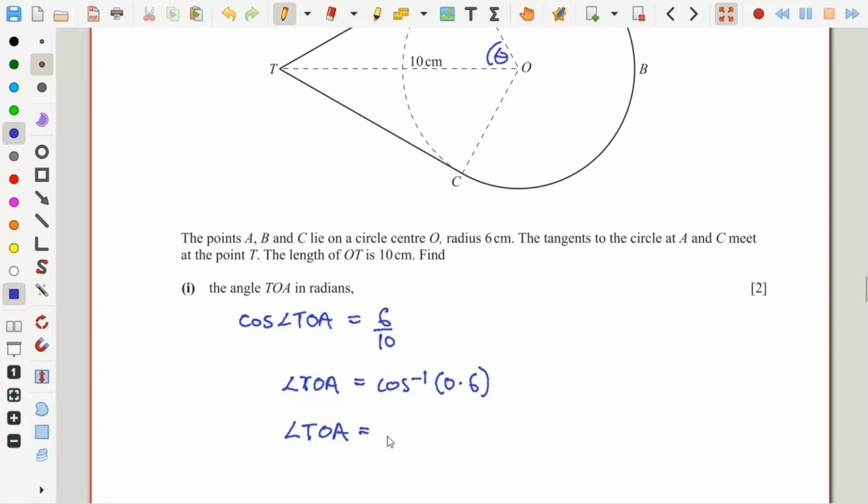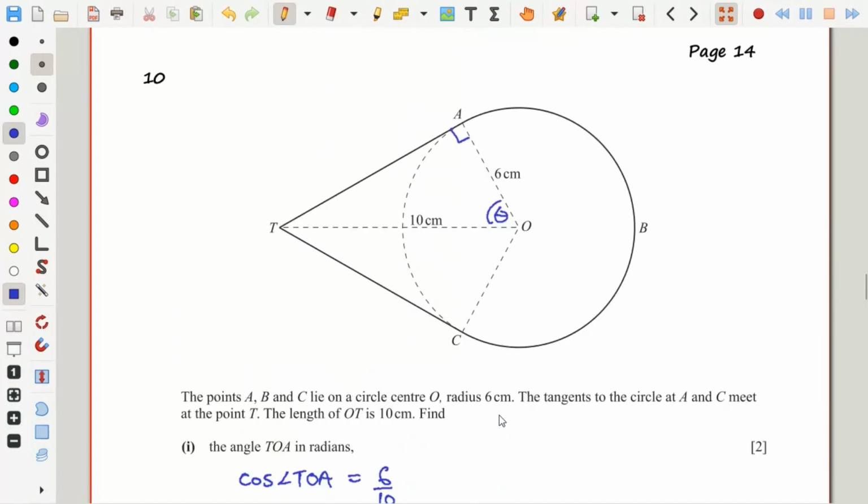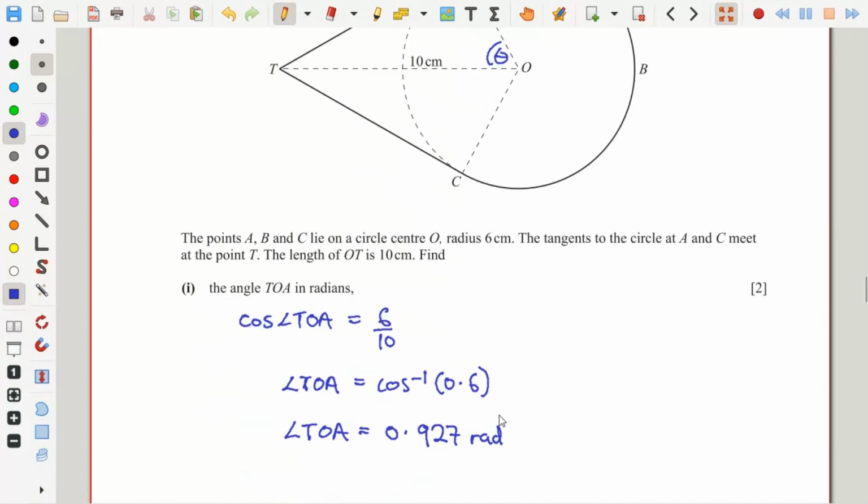Okay, so I'm getting 0.927 radians. Make sure your calculator is in radians. I keep on saying it. One of the most painful things is to work everything in degrees. You don't want to come from the exam hall with that face. It's very painful.